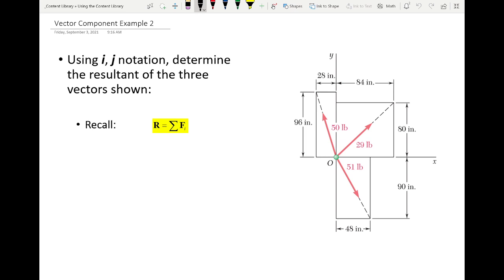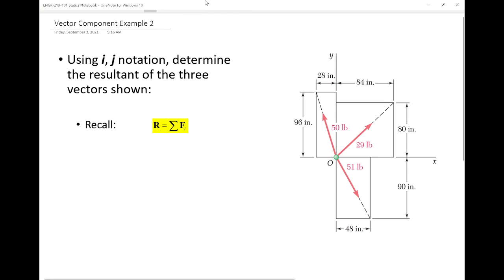But the idea is that this tip-to-tail fashion of using the law of parallelograms would be very cumbersome for this problem. We're going to make it a lot simpler with IJ notation and a lot more systematic. I'll give everybody a little bit longer. I know there's a lot going on here.